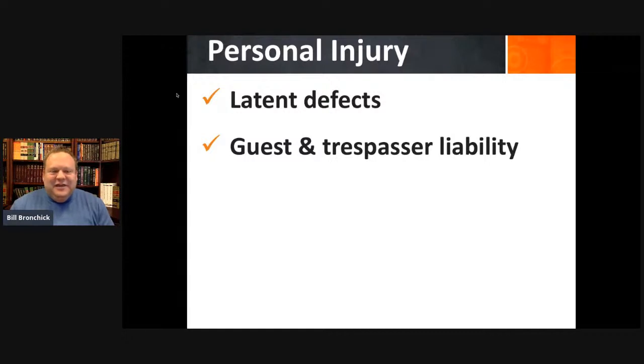You could get sued for that because you're purposely trying to injure someone, and if you have a reasonable suspicion that someone might break in, then you don't have the same duty to them as you owe to a tenant or a guest, but you do have some liability to make sure that things that are not easily discoverable, like latent defects, are taken care of.